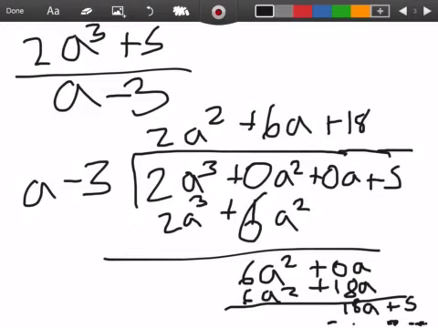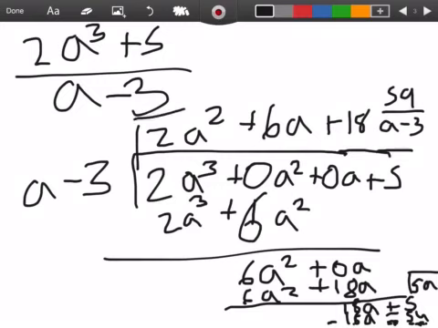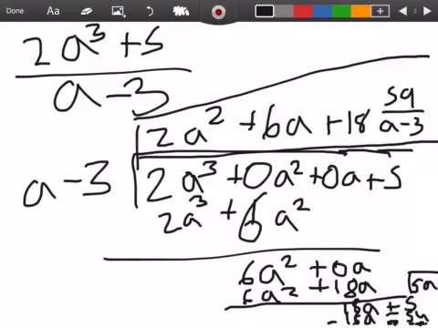And plus 18 times a is 18a. And plus 18 times negative 3 is minus 54. And if we subtract negative 54 from 5, we get 59. And 59 is our remainder. So we get 59 over a minus 3. And this is our final answer. I hope you learned something from this.